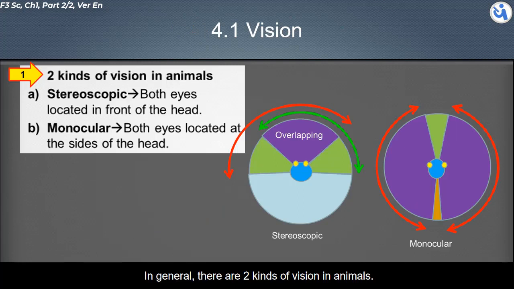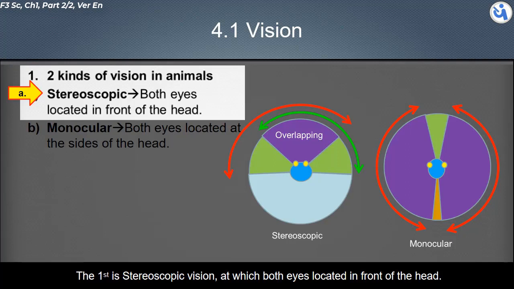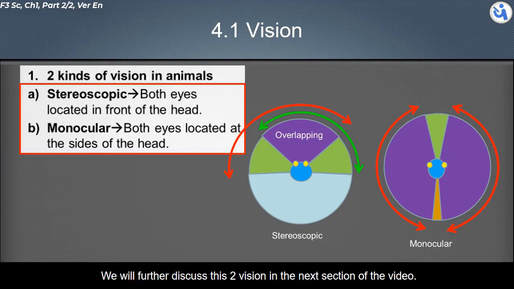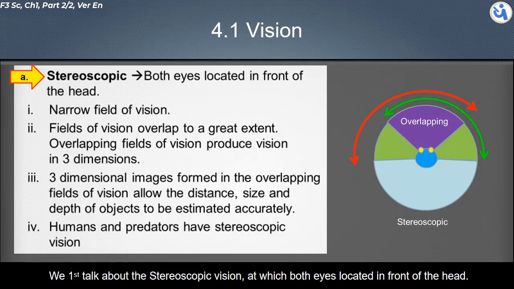In general, there are two kinds of vision in animals. The first is stereoscopic vision, in which both eyes are located in front of the head. The second is monocular vision, in which both eyes are located at the sides of the head. We will further discuss these two visions in the next section of the video. We first talk about stereoscopic vision, in which both eyes are located in front of the head.